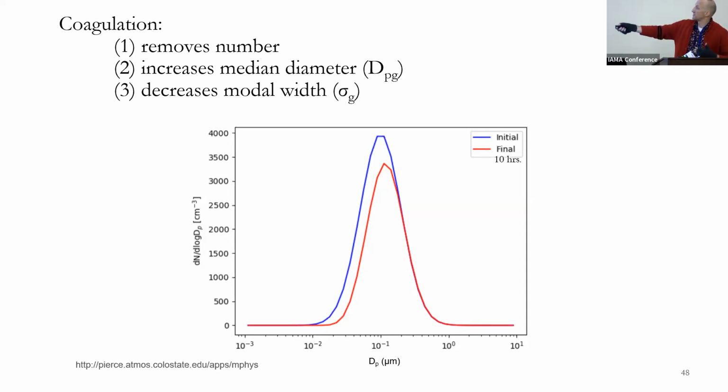So this is just a dN/dlogDp plot from a simple calculation I did with 3,000 particles initially, particles bumping into each other. After 10 hours, you see the total area under the curve has gone down and we've shifted to the right, and it makes your lognormal width narrower as well.